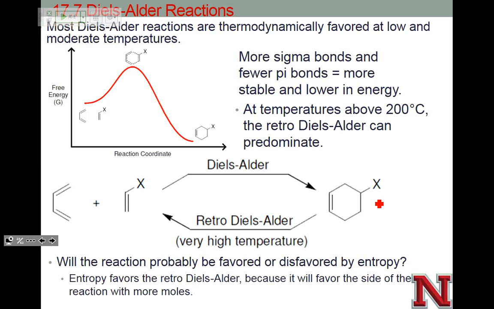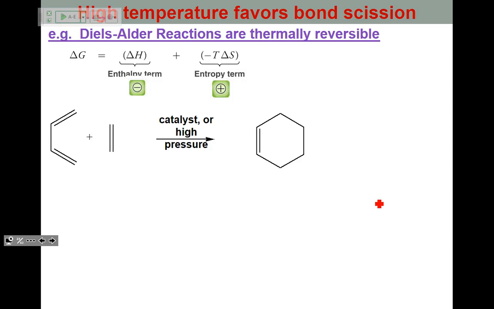So at higher temperatures, again, remember, our delta G is equal to our delta H plus negative T delta S. So that temperature term is tied with our entropy term. If we get that entropy term bigger, then we can get the backwards reaction to be favored. We can actually calculate that pretty easily to figure out what temperature most retro Diels-Alders are favored.